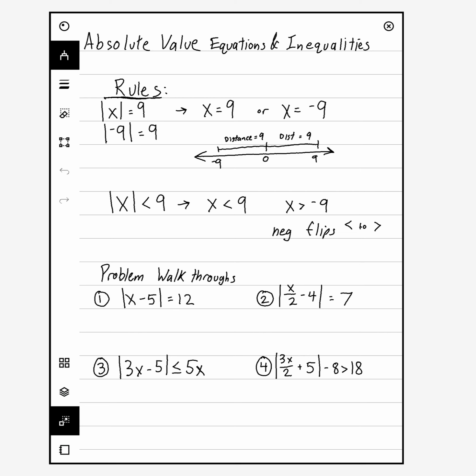We're going to be talking about absolute value equations and inequalities. Now, to start off, let's just talk about some rules.